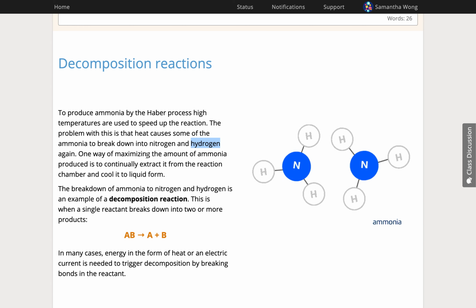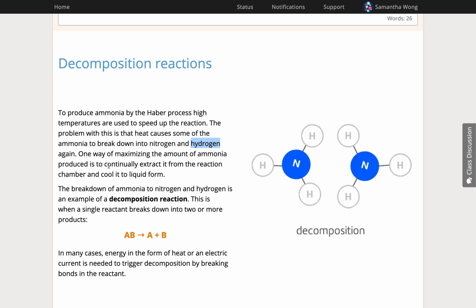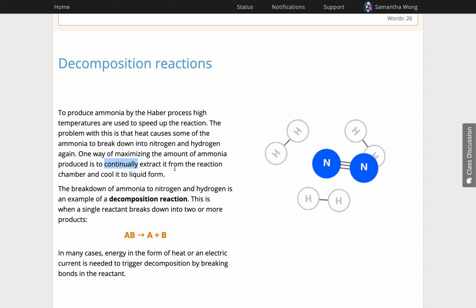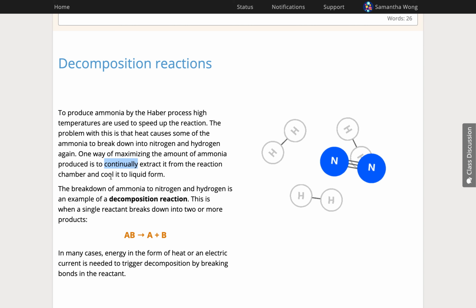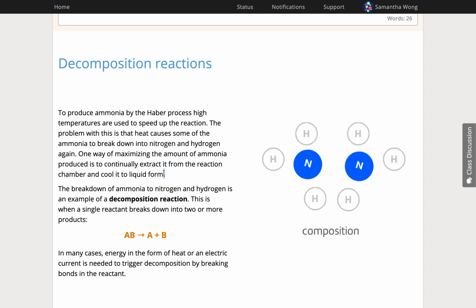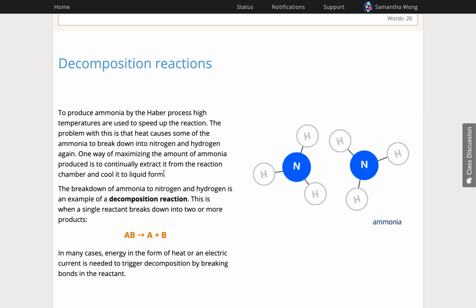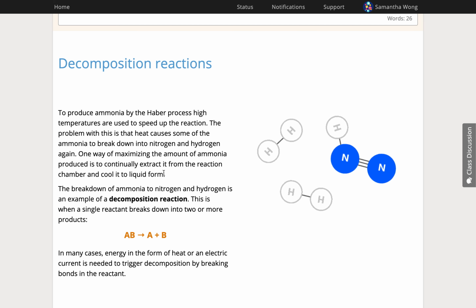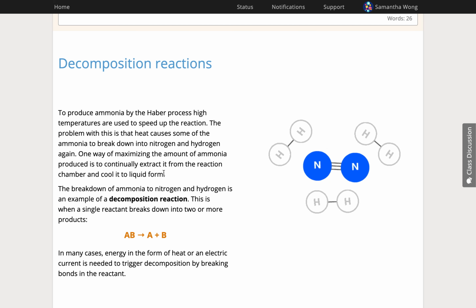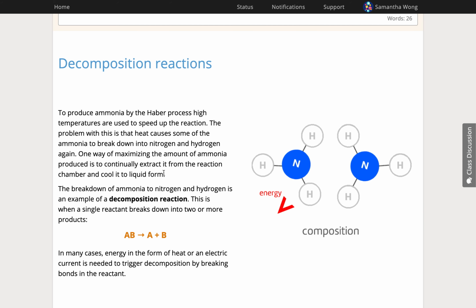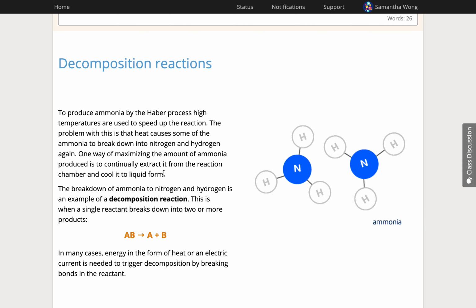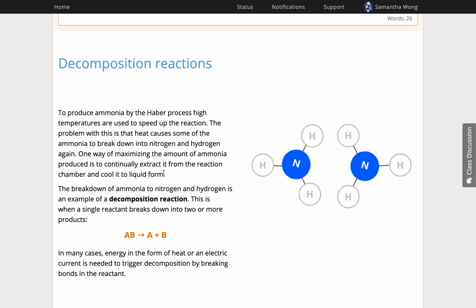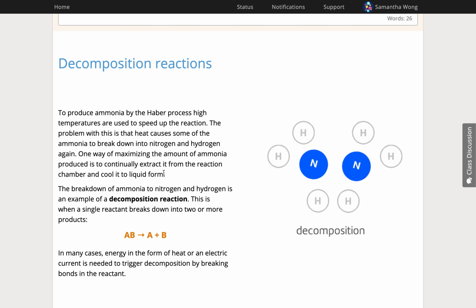One way of maximizing the amount of ammonia produced is to continually extract it from the reaction chamber and cool it to a liquid form. So what this means is that by making a batch of ammonia, when that's ready, you remove it, and the reaction can keep taking place without the ammonia breaking down again. So we get maximum output with little disruption.